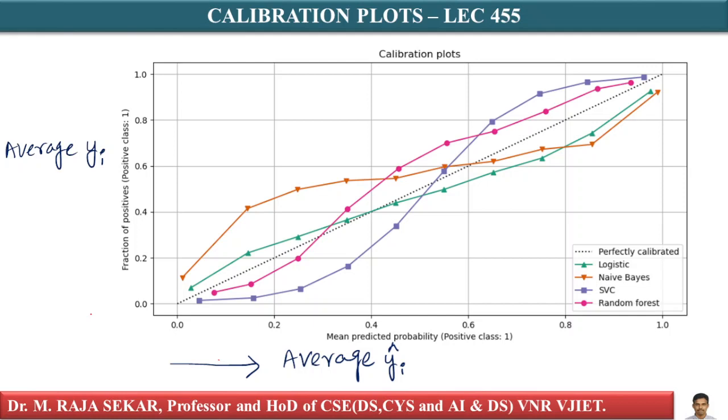One thing you notice here, look at this. What is your x-axis? The x-axis is the average of yi cap, and the y-axis is the fraction of positives, or in other words, the average yi's. So you know that your model is doing good, because look at all these curves: as they increase on the x-axis, they also increase on the y-axis. This is important. If your yi cap values are larger, the corresponding average yi is also larger. So all these curves are monotonic.